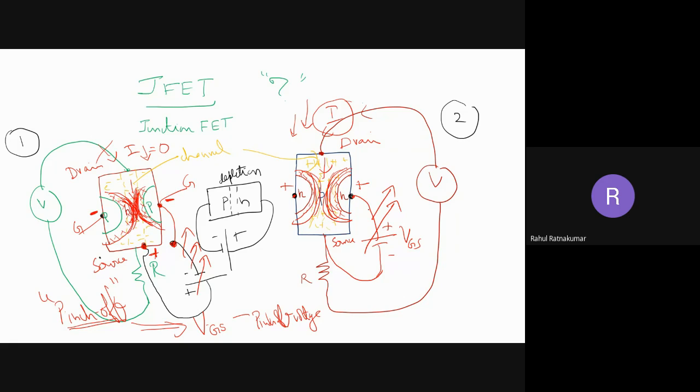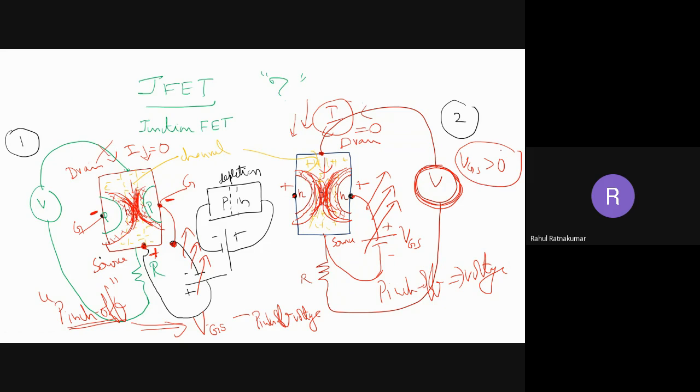At a particular reverse bias voltage VGS, the whole channel is completely absorbed by the depletion region. So the current becomes zero, and that point is called the pinch off point, and that voltage is called the pinch off voltage. That is the voltage at which my P channel has been completely absorbed by the depletion region. You can see the pinch off voltage is positive for a P channel.